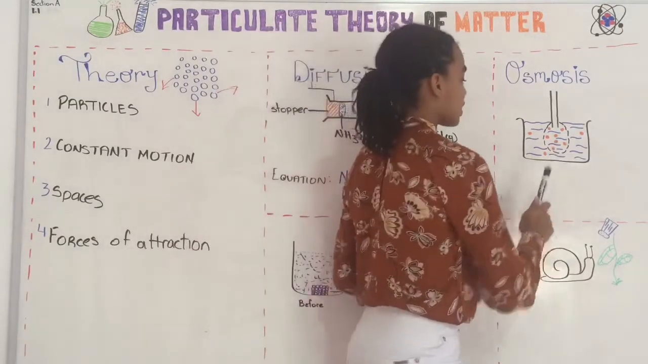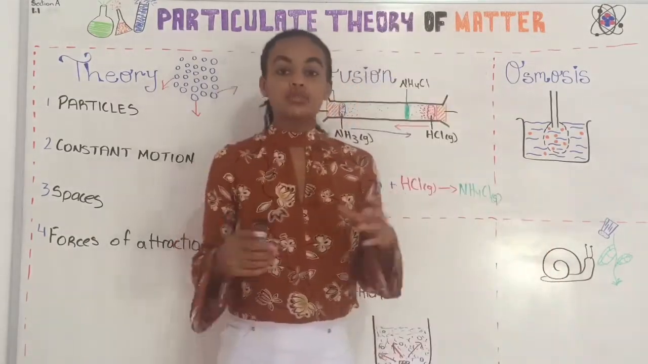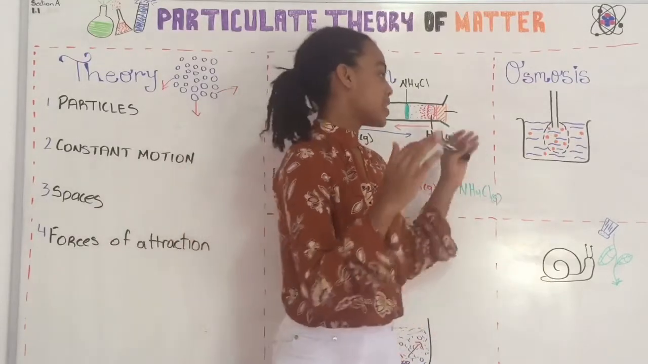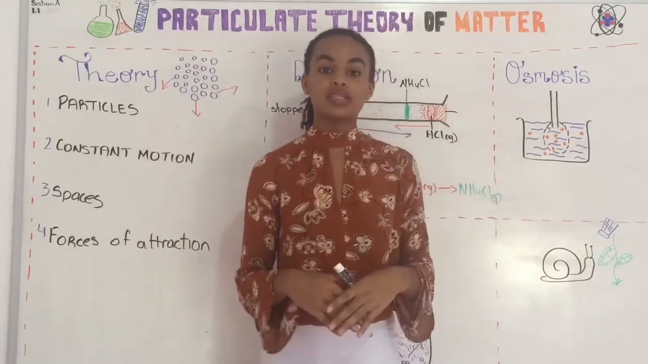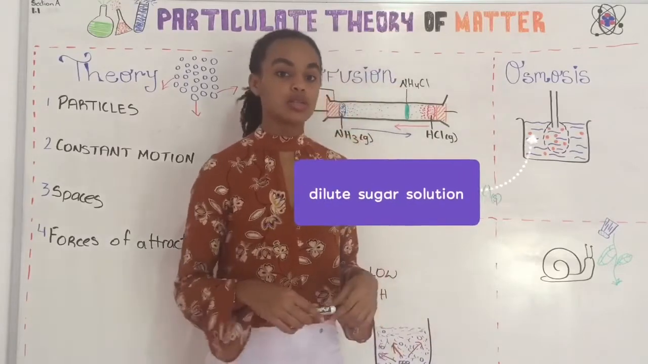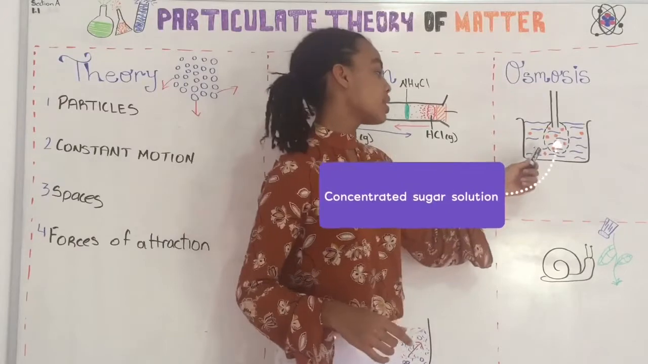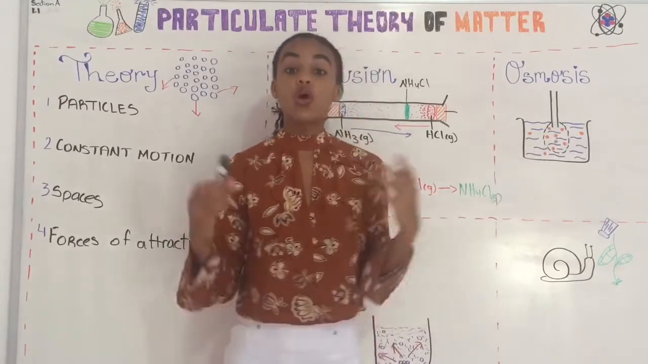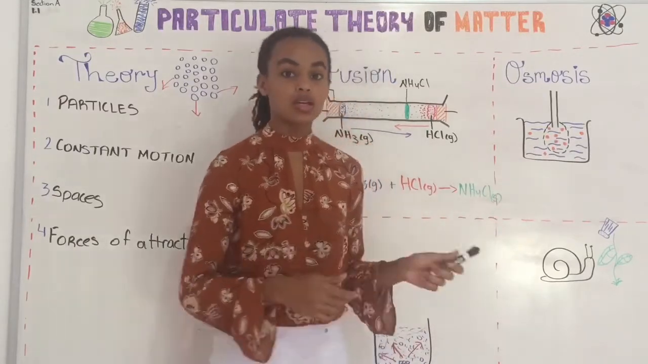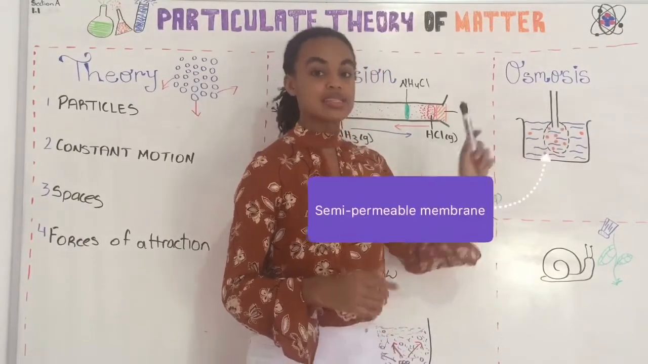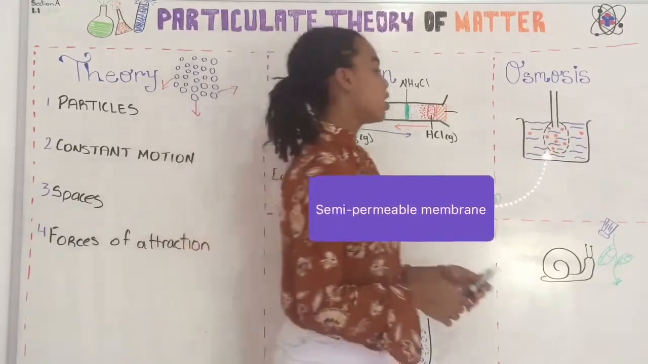This experiment is a bag of sugar water inside a semi-permeable membrane, and this was submerged in some dilute sugar water. So the one inside the bag is very concentrated and the one outside the bag is very dilute. Now the only thing that's separating the sugar water inside the bag from outside the bag is the membrane.